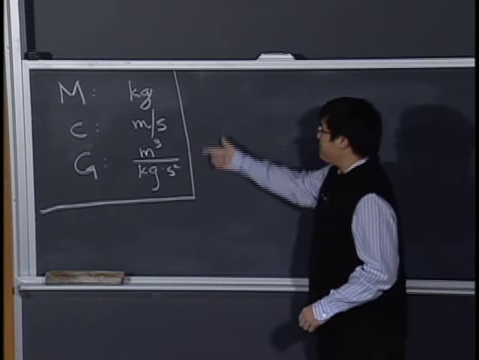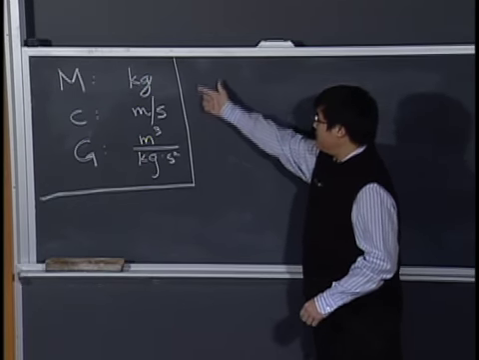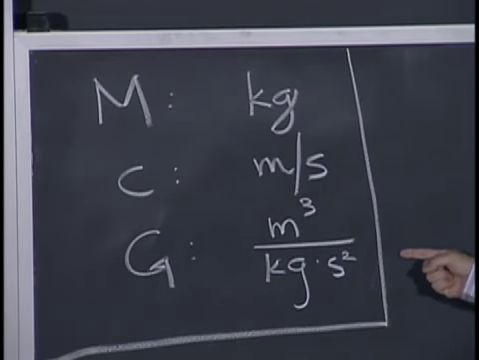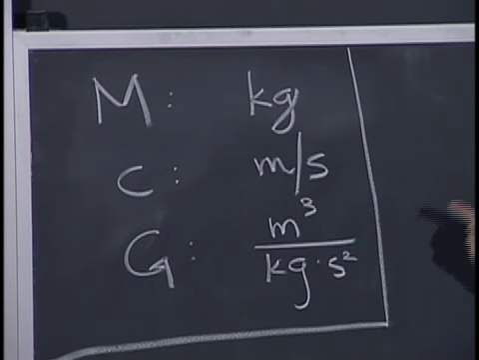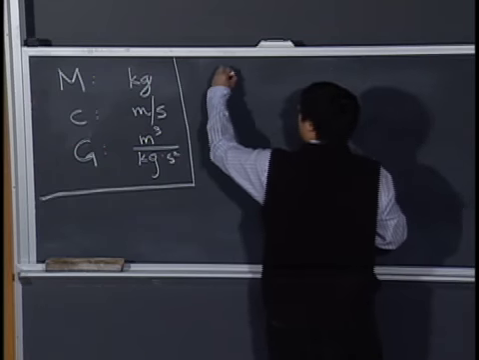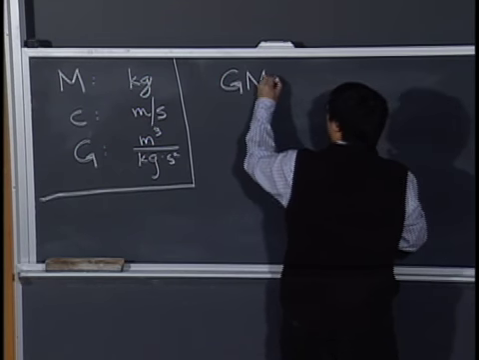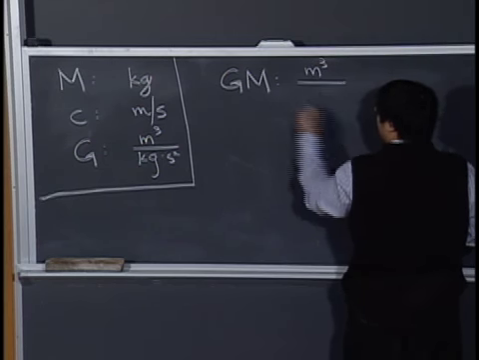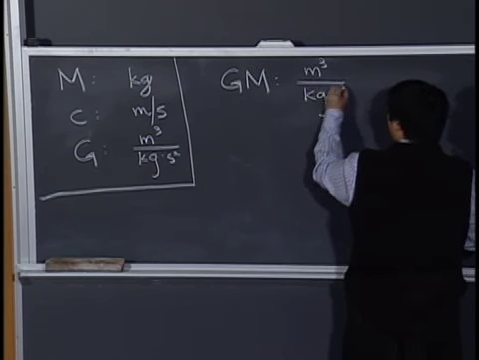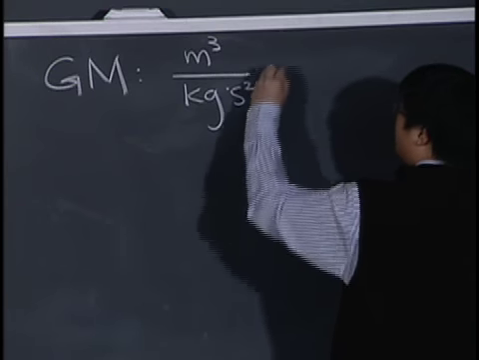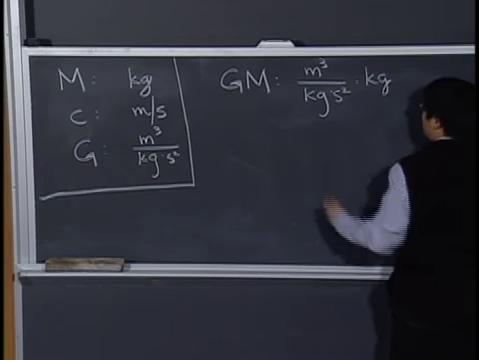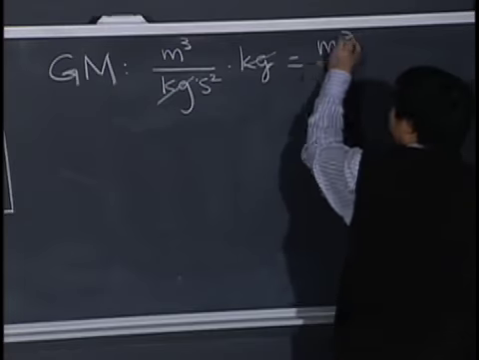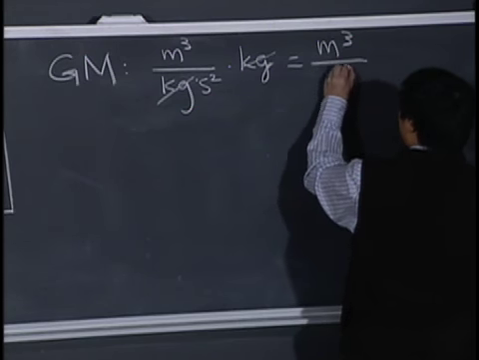Well, two of these parameters have kilograms, mass and G. One of them has kilograms in the numerator, and the other one has kilograms in the denominator. So let's multiply them together. G times m. Now G has units of meters cubed per kilogram second squared, and m has units of kilograms. So the kilograms will go away, and we are left with meters cubed per second squared.